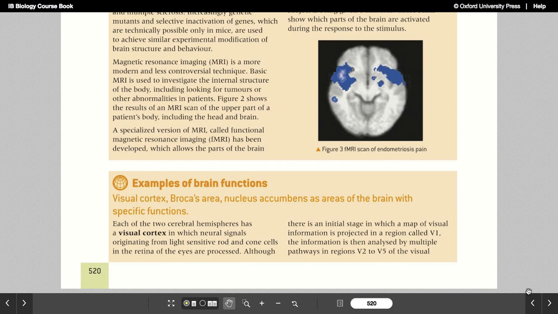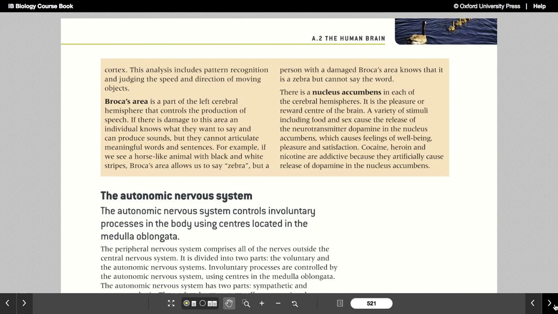You guys do want to know examples of brain functions. You want to know the visual cortex is in the back of your brain in the occipital lobe. You also want to know Broca's area, which is in the frontal lobe, and the nucleus accumbens, which is the area that produces dopamine in response to, it's like a reward pathway. Okay.